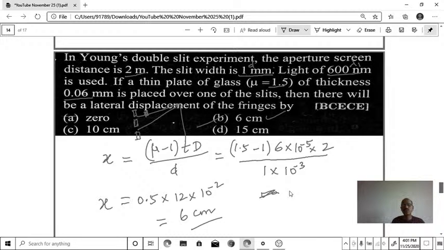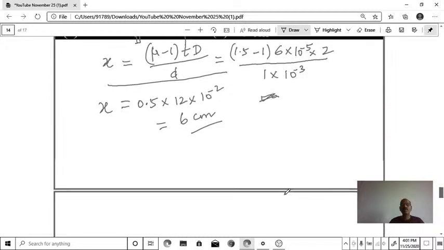Remember the lateral shift formula: whenever a glass plate or any other material is inserted in one of the beams, either the S1 or S2 path, there is a shift in the fringes on the screen. That is the lateral displacement x, and you will find this formula.